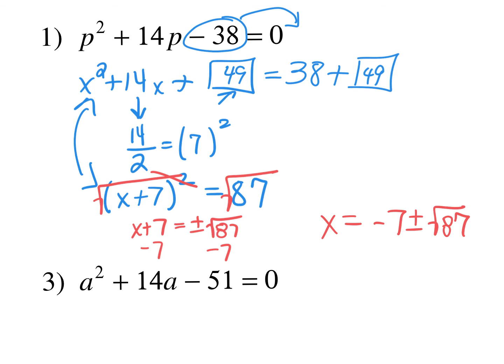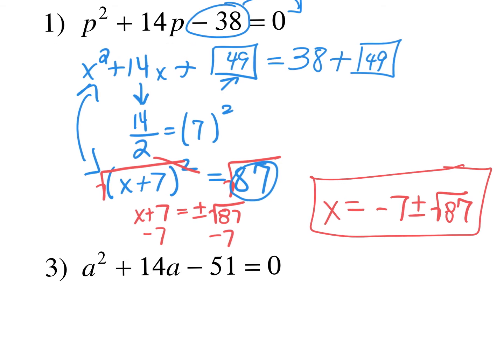That's it. Can you simplify the square root of 87? No. How many solutions do you have here? 2, right? Negative 7 plus the square root of 87. Negative 7 minus the square root of 87. I knew that I was going to have 2 real solutions at this point right here. How come? Because 87 is positive. Good, good, good.